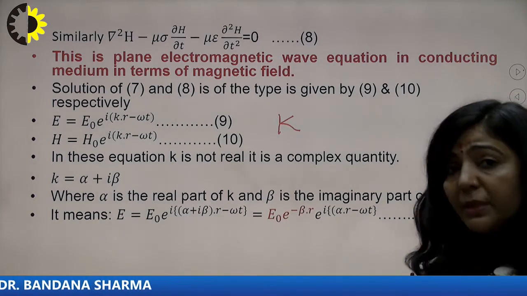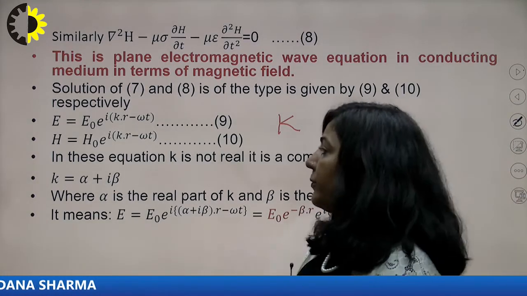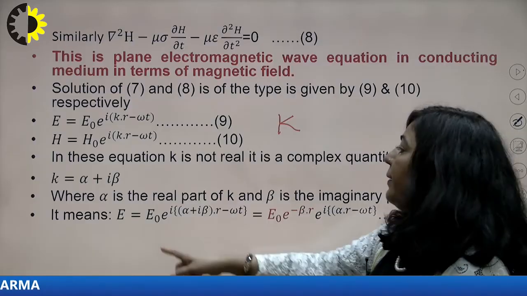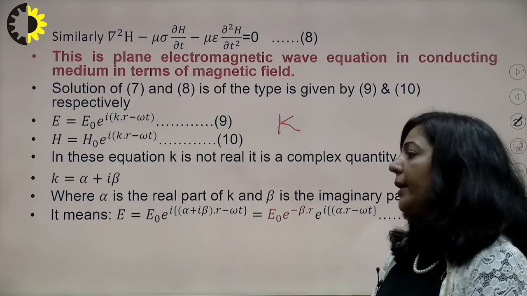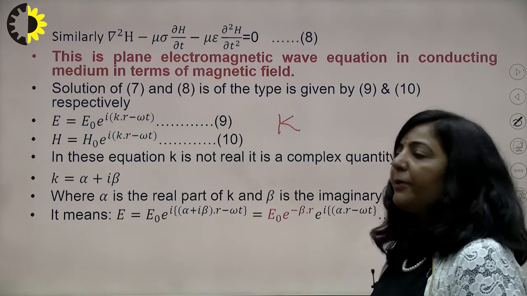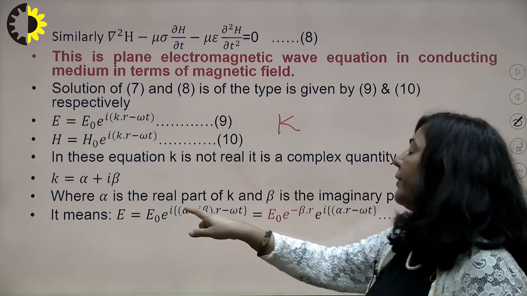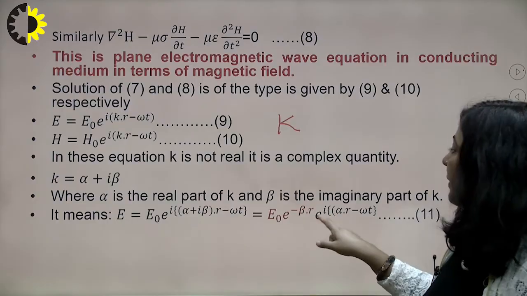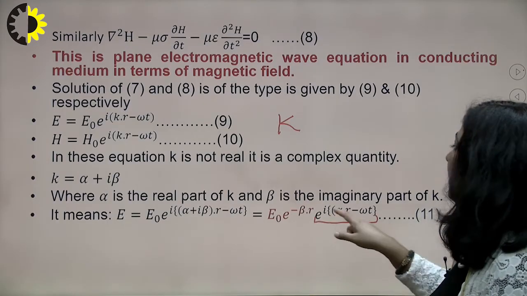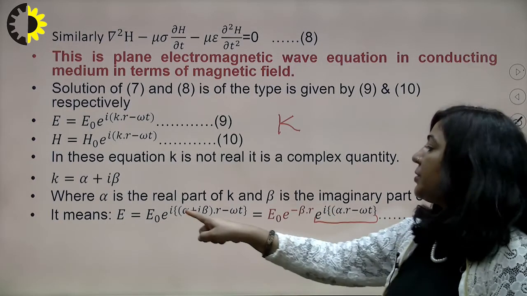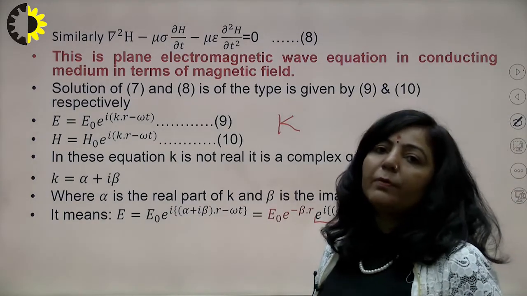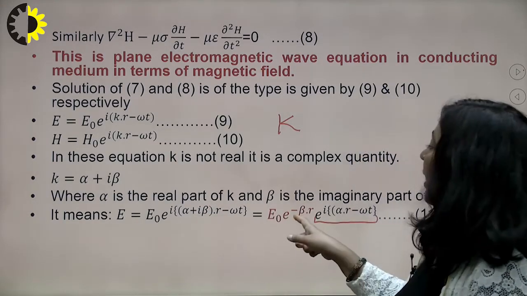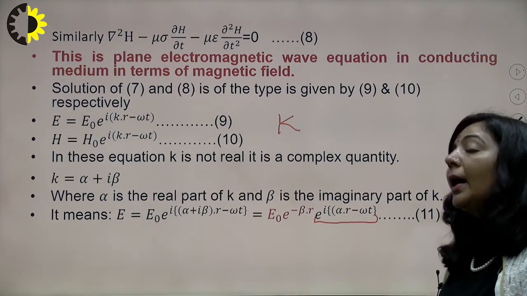If you substitute this value of k here, what will you get? You will get E is E naught e raised to power i (alpha plus i beta) dot r minus omega t. Now just simplify it. If you simplify it, then you will get that this particular term will be with iota, and this term iota into iota will be i square, which is minus 1. So you are having this e raised to power minus beta r.